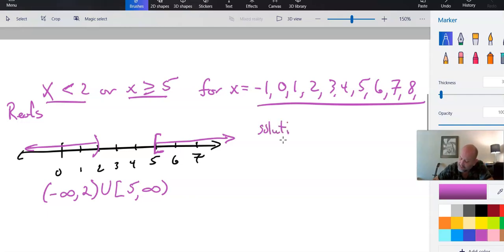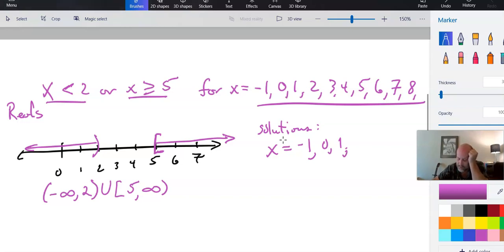the discrete solutions, are x is equal to, well, let's just walk through these one at a time. We're going to pick each number and decide whether it satisfies one of these inequalities. Negative 1 satisfies the first one, so that's a solution. 0 is less than 2, so that satisfies the condition. 1 is less than 2, so that satisfies the condition. 2 is not less than 2, right? So we can't write that down. So we stop there. Now, we keep going through this list.